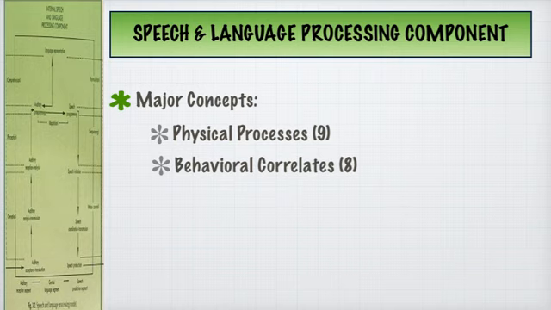So this component is divided into two major concepts. I know you have already read about this because we had an activity about this and a reading session. You divide it into two things. We have physical processes, which are nine in total in the SLPM, and then we have our behavioral correlates.